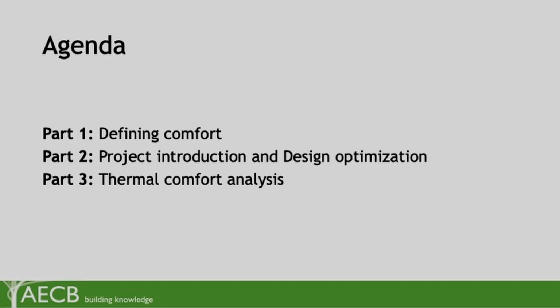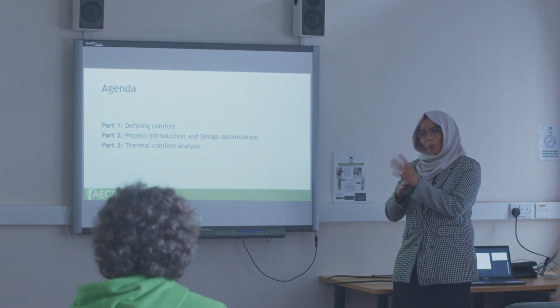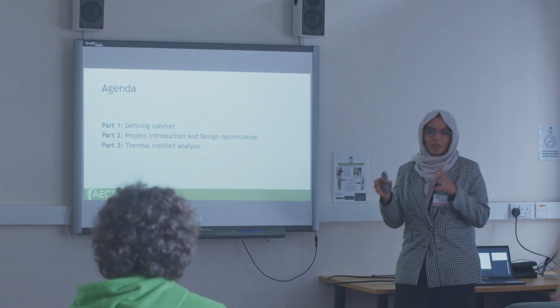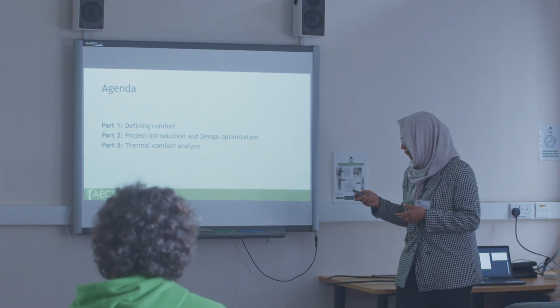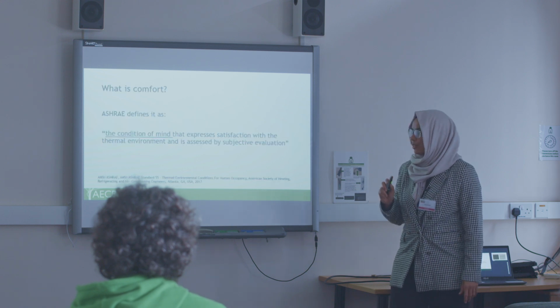So for the project itself, we have 3 agendas. First, we're going to talk about what comfort is, because that's a big theme of this workshop. We're going to talk a bit about the project itself and how we optimize the design. And finally, we're going to do a thermal comfort analysis. We're going to use 4 different metrics just to cover all the different ways people count something as comfortable or not, because it's a big part of the discussion.